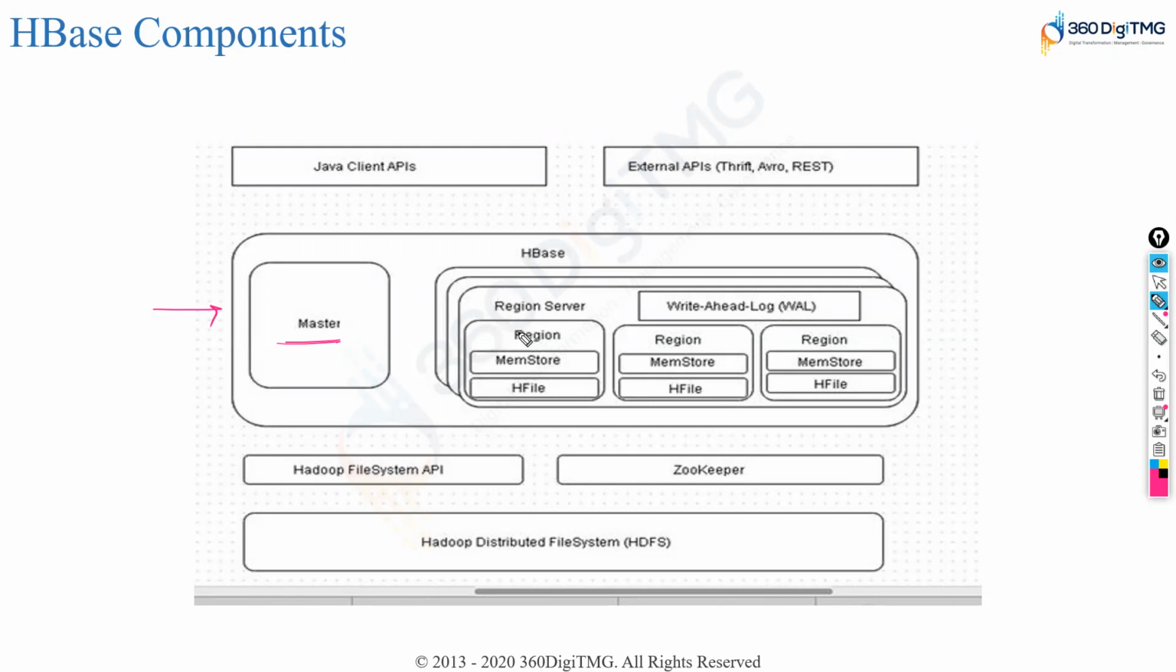Next, on the slave side, these are the things which basically work. So you have H region, then we have H region server, then we have mem stores and H files. We also have write ahead logs, WALs. Like in HDFS, we have edit logs. Same way here we have WAL, write ahead logs. Right? Yeah.